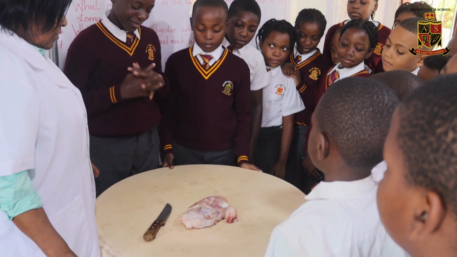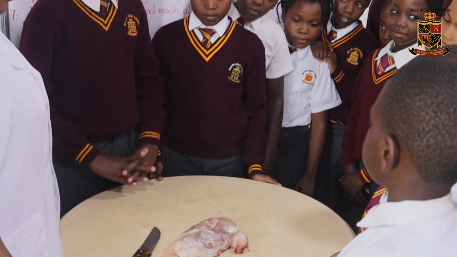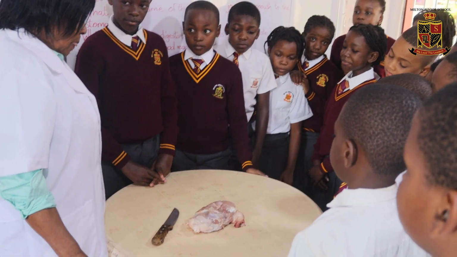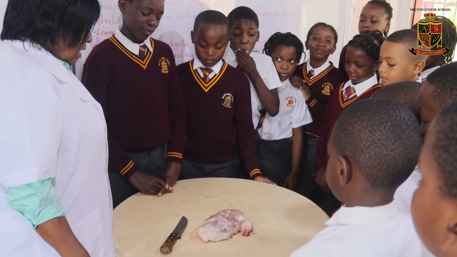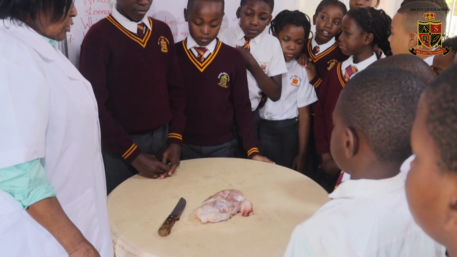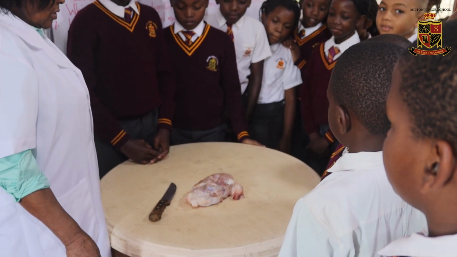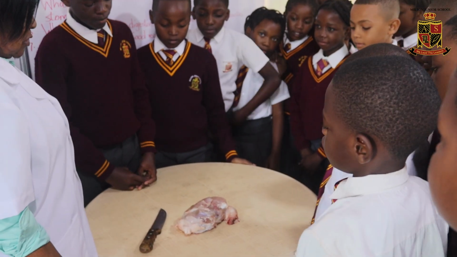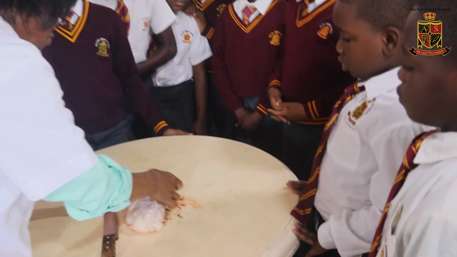As a class, we've decided to get a chicken so that the students will be able to see the process of the digestive system. I am going to open the chicken. When the food is being chewed from the mouth and swallowed, it is pushed through the tube, which is known as the esophagus. So I am opening it.